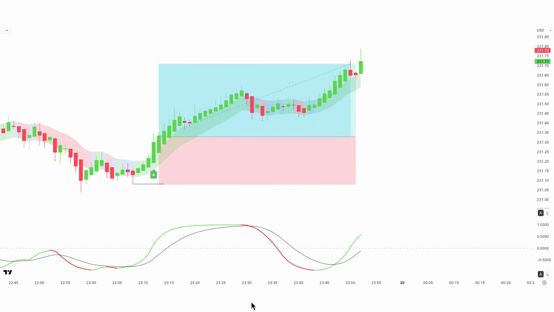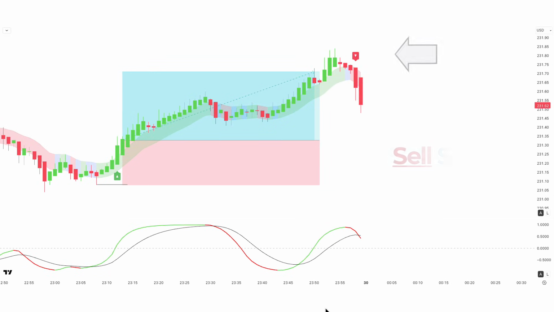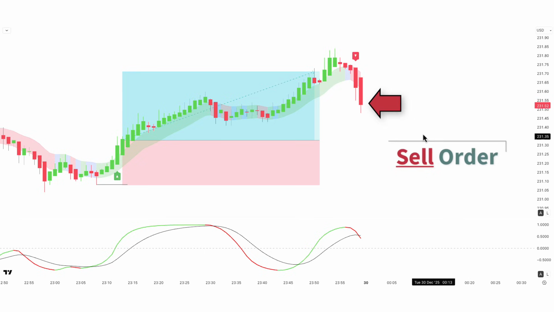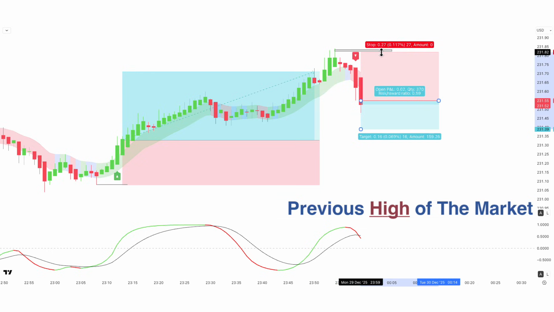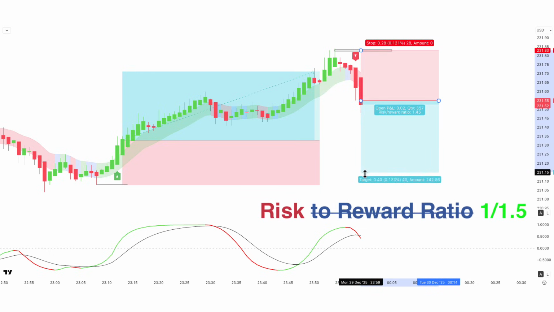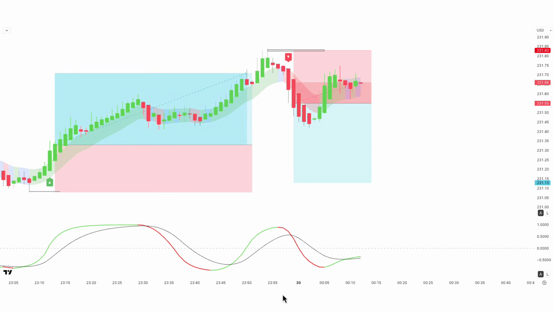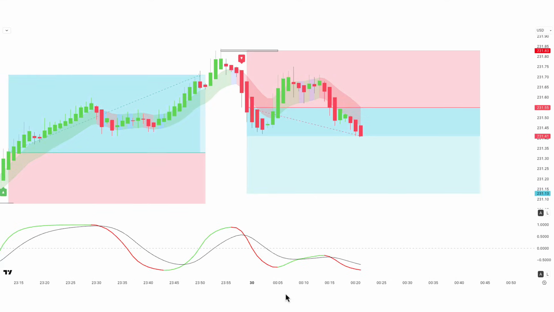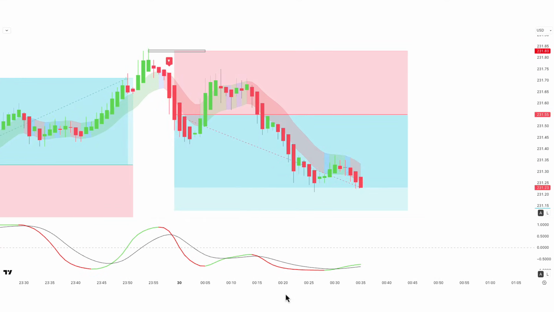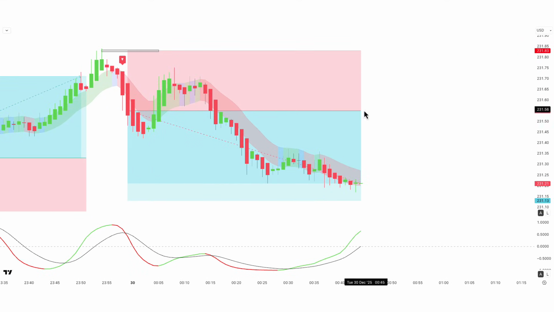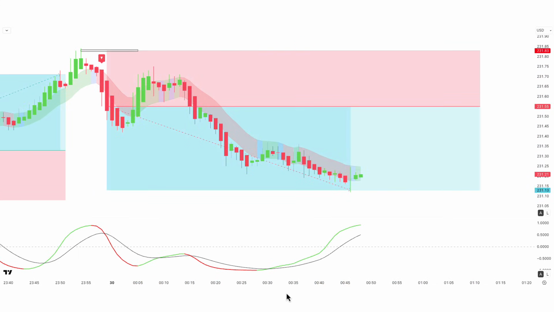Let us now understand the short position. When the Adaptive Momentum Classifier arrow of this indicator is a sell signal, the Normalized Smoothed indicator should be a red line, and the market forms a bearish candle. If this condition is fulfilled, then we will place a sell order. Our stop loss is to be placed at the previous high of the market, and the risk-to-reward ratio will be 1:1.5. The market has completely hit the target.